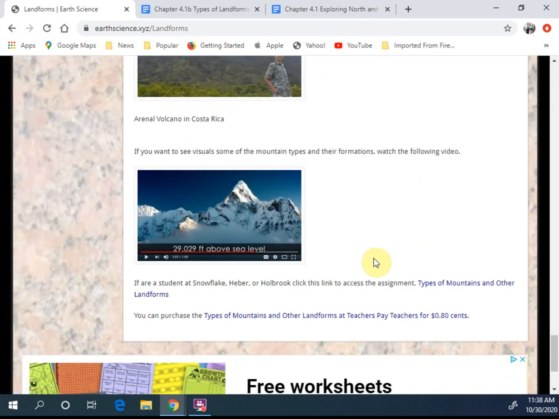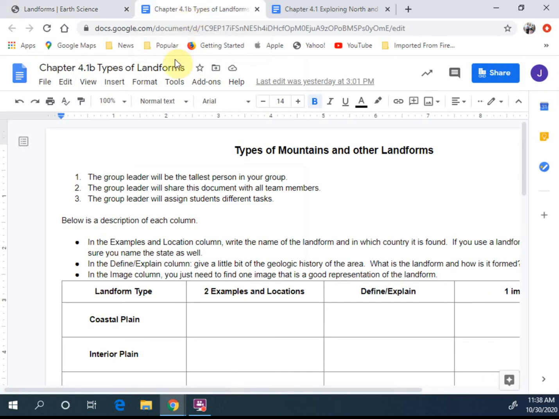Okay, that's it, ladies and gentlemen. Once you've gotten this down, you will click on this link, types of mountains or other landforms, or go to your Google Classroom, and I'll have it open. You will open up this. What you are going to do is get into groups of 3 or 4. Choose a group leader, which will be the tallest person in your group. That individual will create a Google spreadsheet. This is a Google Doc. You need to create a Google spreadsheet.